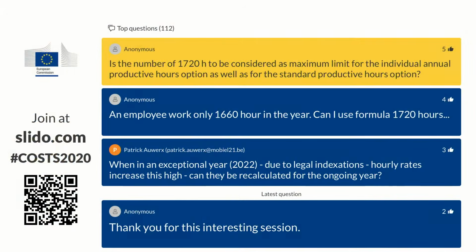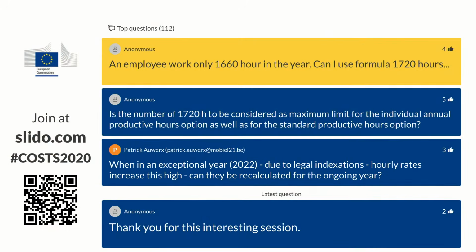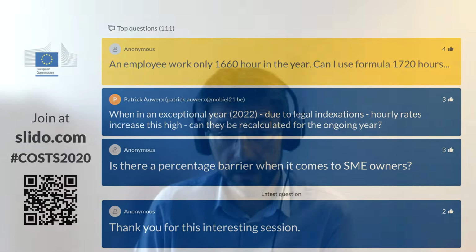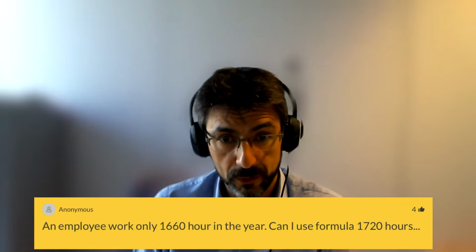Okay, I suggest one more question and then we really have to wrap up. An employee working only 1660 hours in the year, can I use the formula of 1720? I think what we just said gives the reply, but we can make it even clearer, David. Yes, of course you can use 1720. I insist the 1720 option is open to everyone.